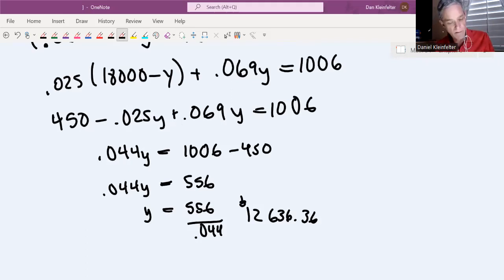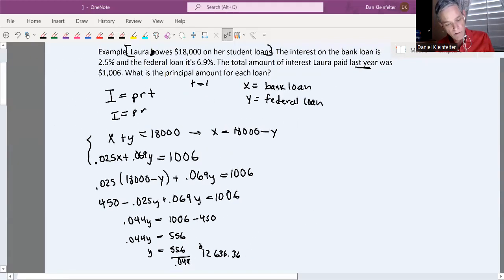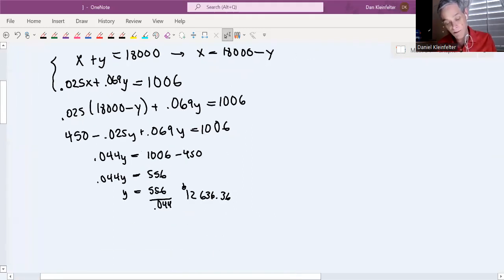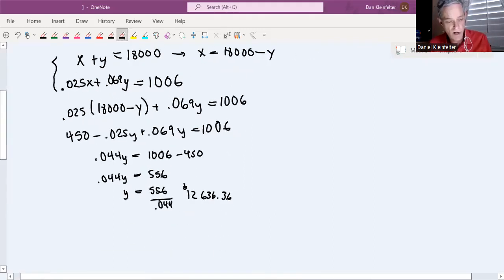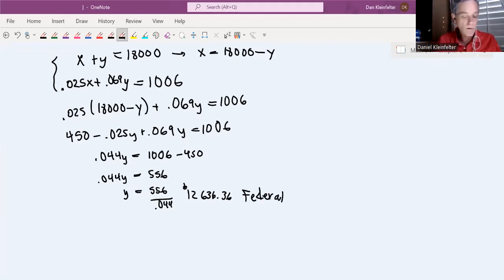Okay. And so that was why we wanted the principal amount for each loan. So I'm getting 12,636 for the federal loan. And so we'll subtract that from 18,000 to get the other principal amount. And that's like 5363.63. Somebody lost a penny in there due to rounding. And that was the bank loan.